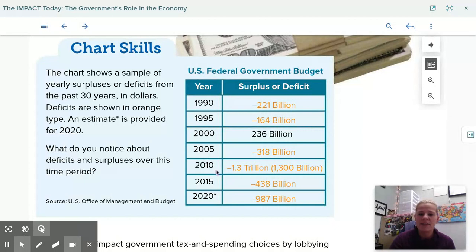In 2010, there was a deficit of $1.3 trillion or $1,300 billion. In 2015, there was a deficit of $438 billion. And the projected number that they had for 2020 is $987 billion.